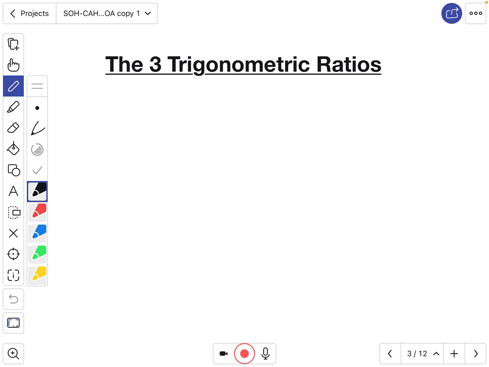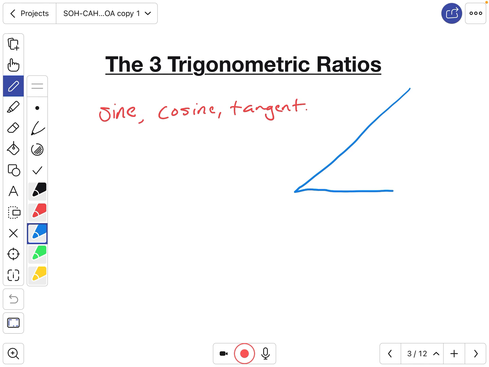Let's first start off by looking at the 3 trigonometric ratios. The 3 trigonometric ratios that we're referring to are what's called sine, cosine, and tangent. These are the 3 trig functions that we're going to be able to use to help us solve for missing sides and angles.